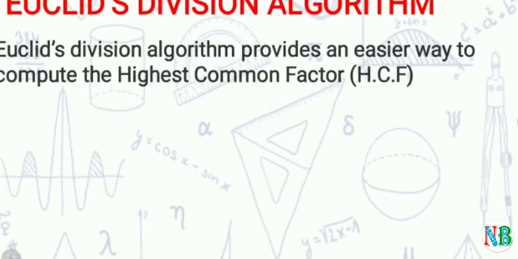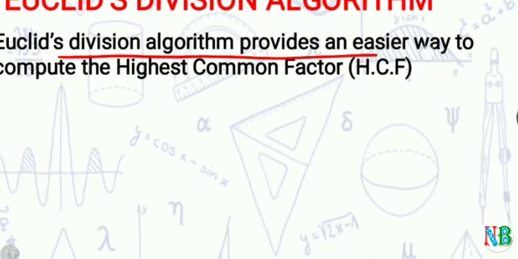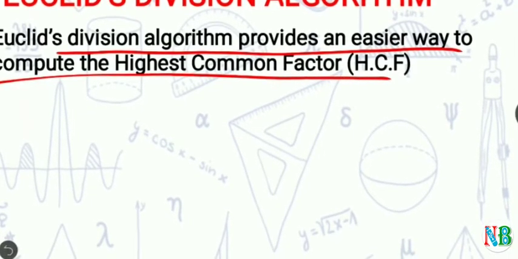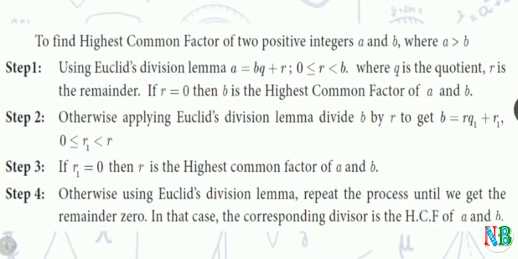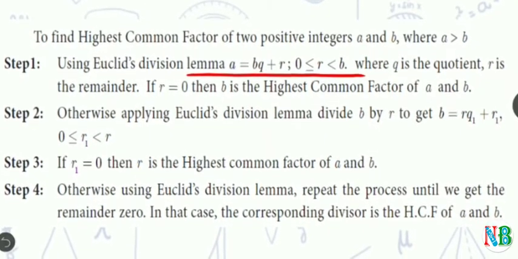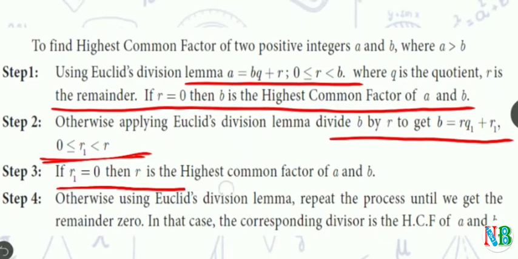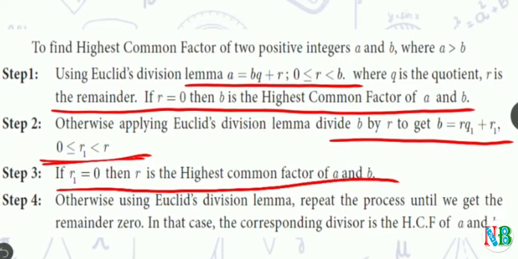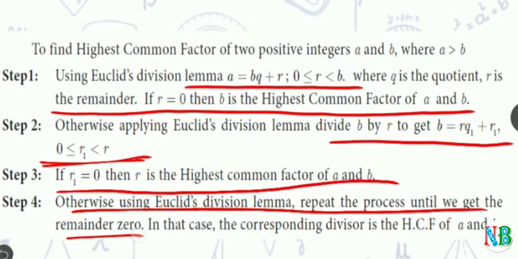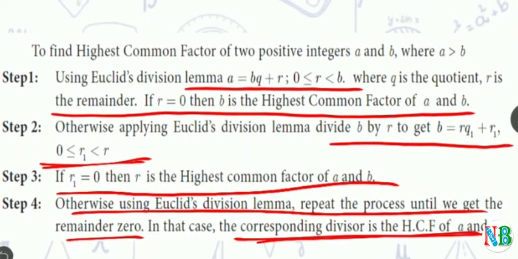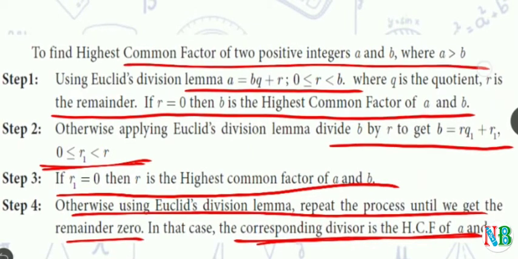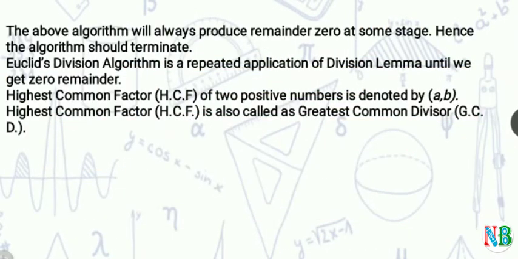Euclid's division algorithm provides an easier way to compute the highest common factor, that is HCF. So let's see the steps to compute the HCF. Using the lemma, we find the highest common factor of a and b. If r is equal to 0, then b is the highest common factor. Step 2 is applying the division lemma. The third step is getting r equal to 0 and assigning that divisor as the HCF. If we don't get 0 at that stage, we have to continue the procedure. The corresponding divisor is the HCF of a and b.